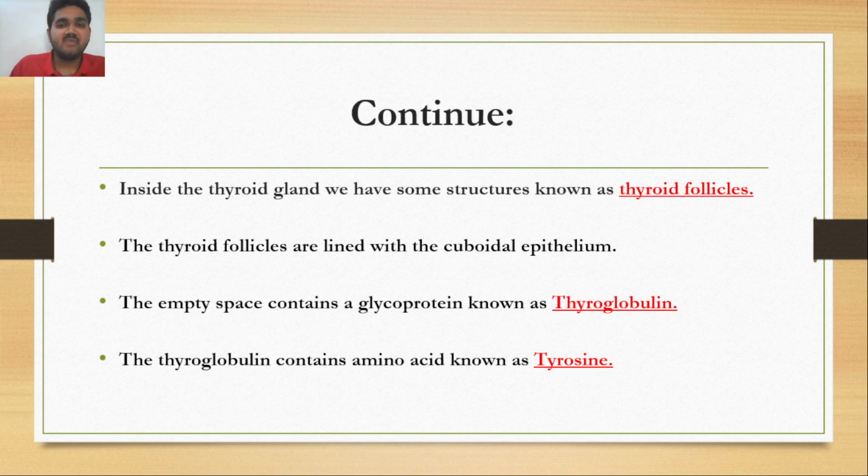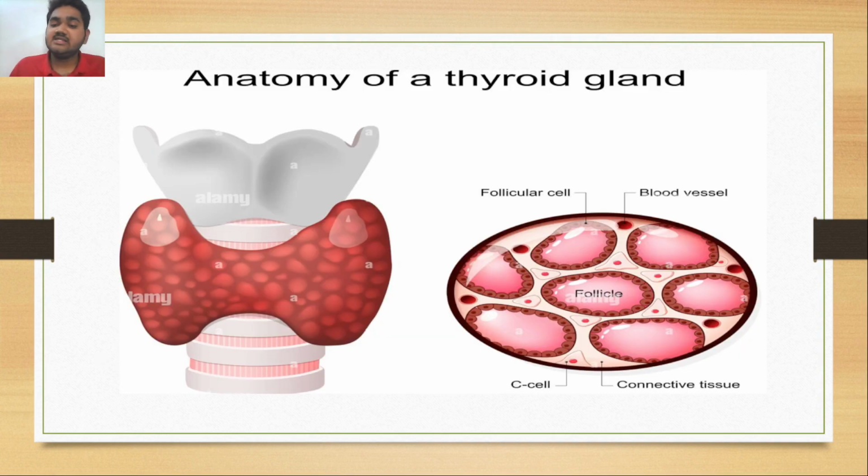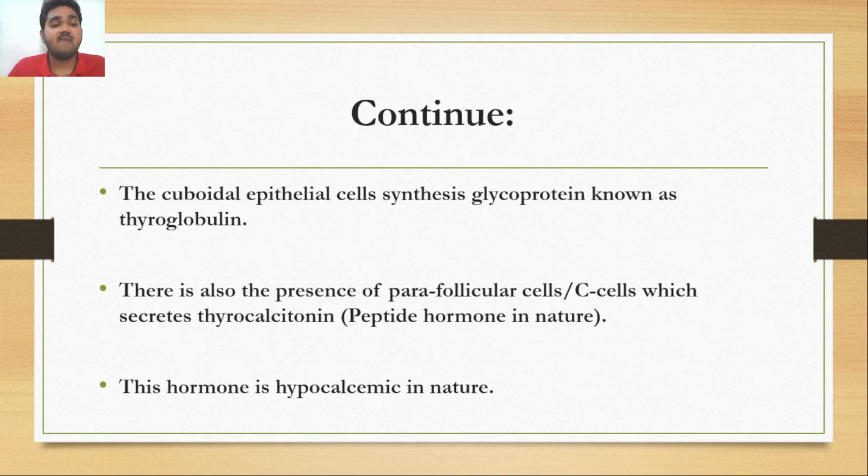Now a question may have come to your mind: we have the glycoprotein, and that glycoprotein is our thyroglobulin. Now the question is, who produces thyroglobulin? So the answer is, this thyroglobulin is synthesized by our cuboidal epithelium. So the cuboidal epithelial cells will synthesize the glycoprotein known as thyroglobulin.